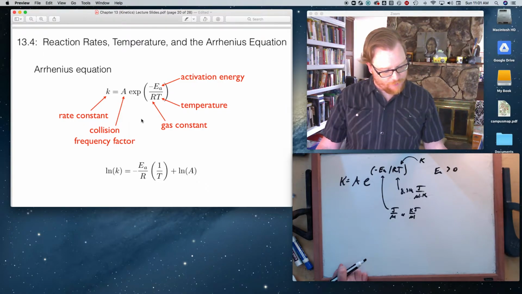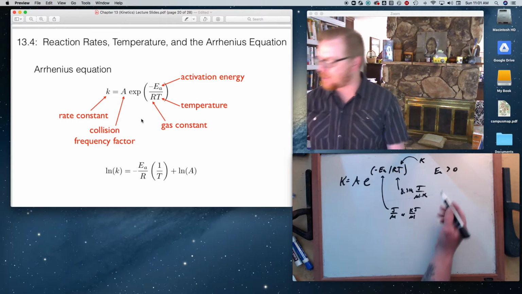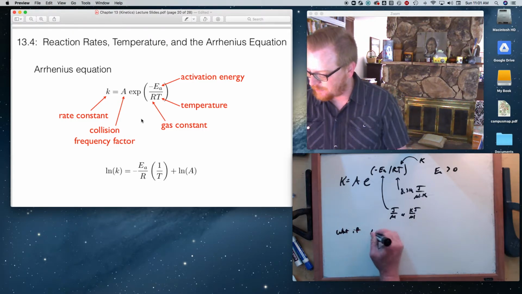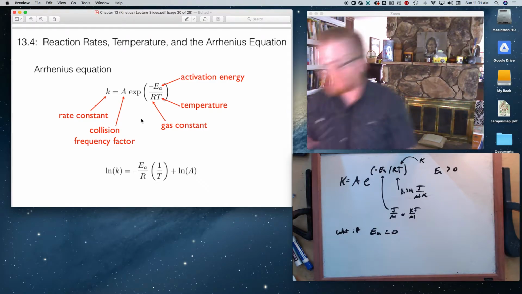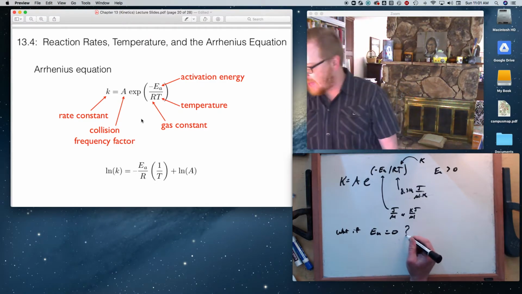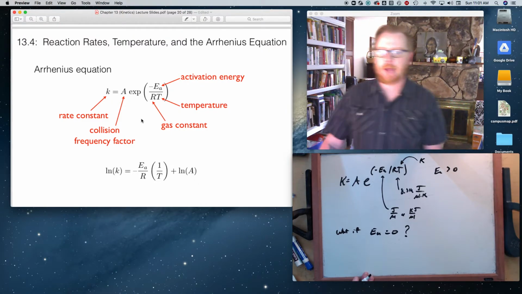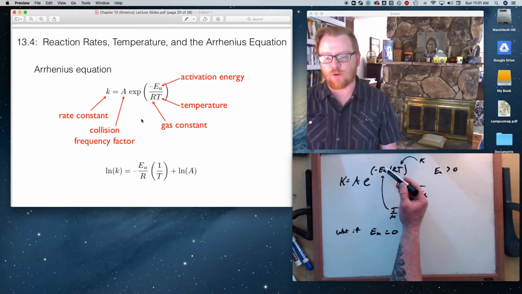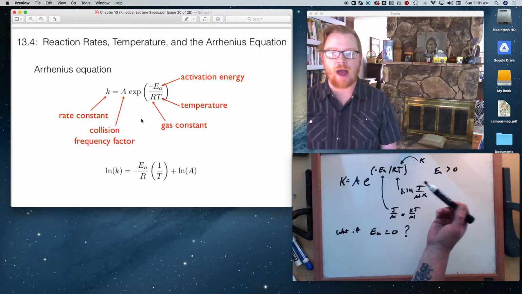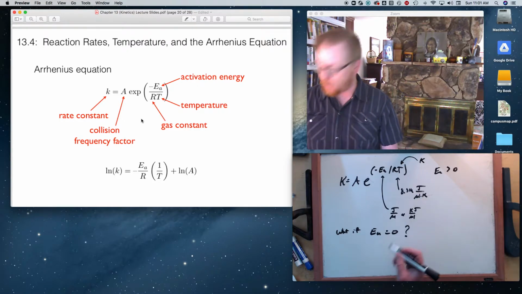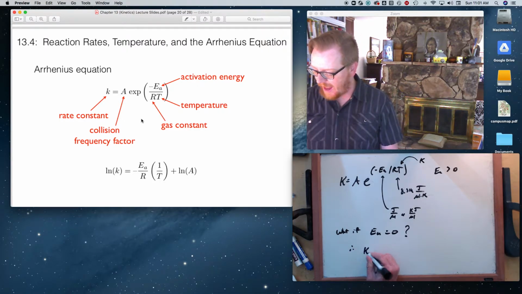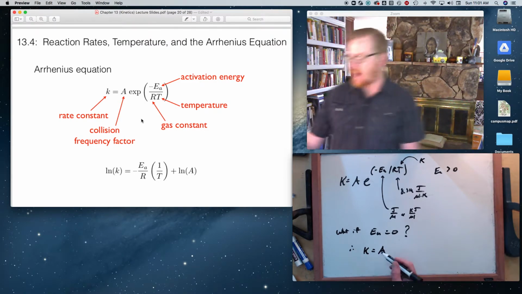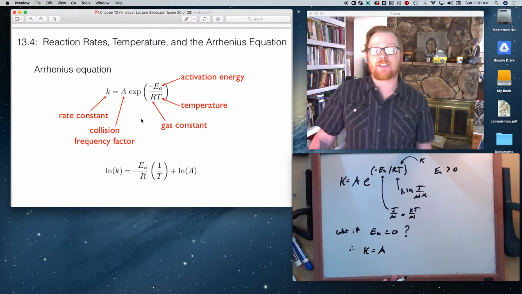A couple of things to consider. What if the activation energy equals 0? What does that do to the rate constant? Well, if you think about this for a minute, if that was equal to 0, then you have e to the 0 power. Anything to the 0 power is 1. So therefore k would equal A. And this tells us exactly what A, this collision frequency factor, is.